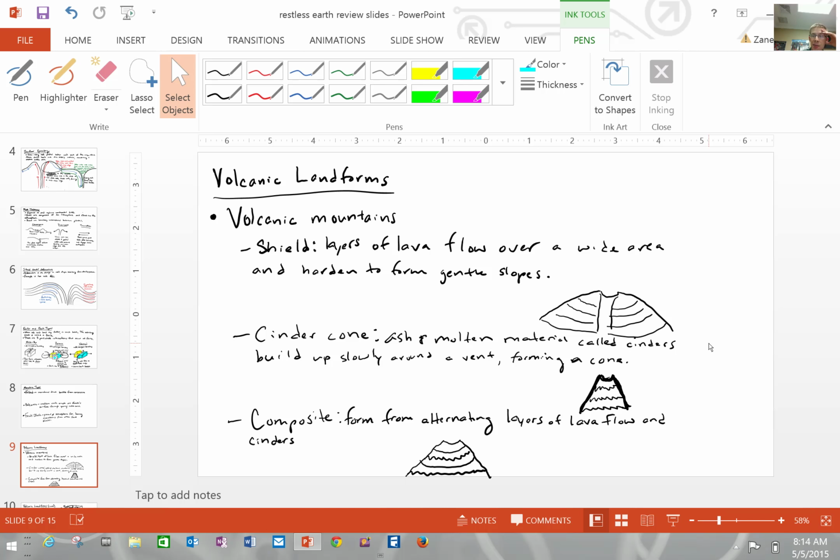And the last type, composite, you'll notice it's also pretty steep. And I've tried to draw layers and cinders just to show you that composites are kind of a mixture of shield and cinder cones. Not that they're gently sloping at all, but basically we start to see layers of lava flowing out from a vent, but we also have cinders coming from the pyroclastic material that's exploding from the vent.